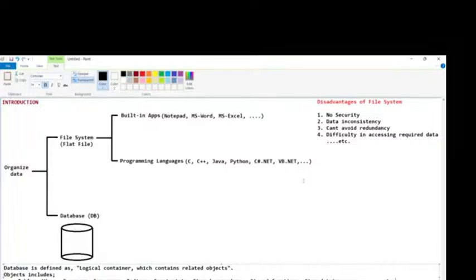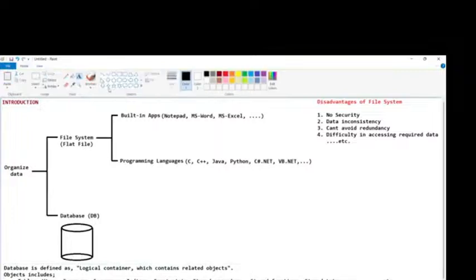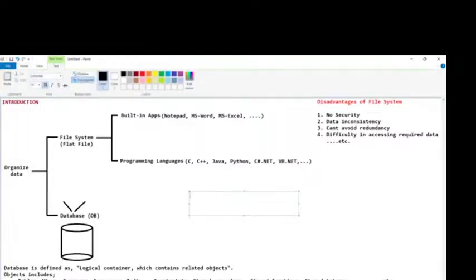Another interesting thing is that databases will usually be of two types. Usually databases will be of two types. What are they? The first is called OLTP, and the second is called OLAP.